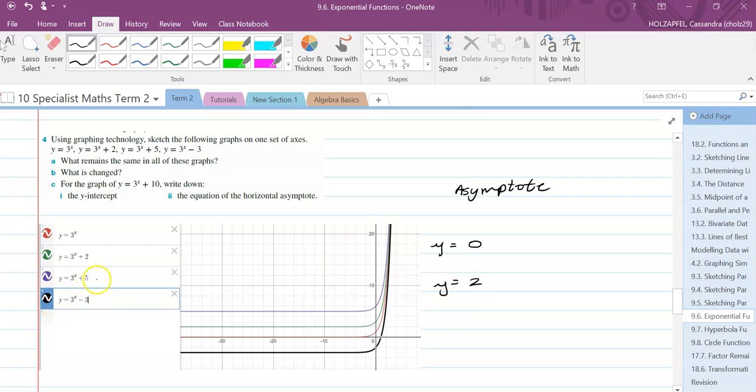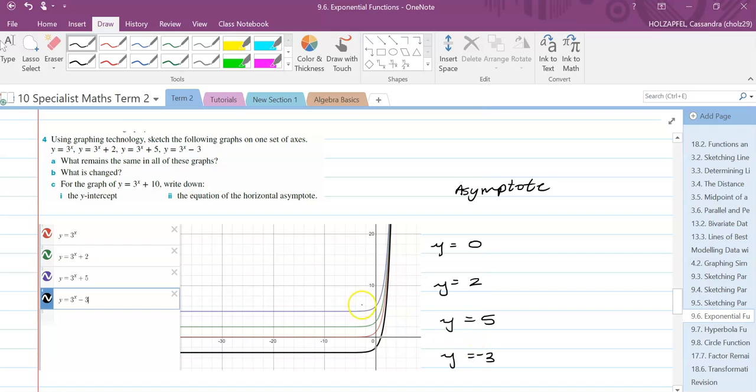For our third asymptote, you can probably guess straight away from the formula what it's going to be, and our third asymptote is going to be y = 5. And then our last asymptote, this black line here, is going to be y = -3. So those are our four asymptotes, so they have changed.